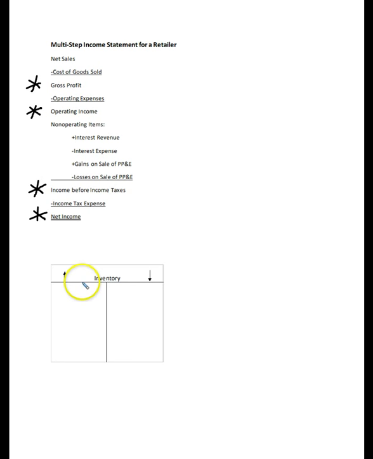The next thing I want to focus on is the merchandise inventory account, which is an asset, goes up with debits, down with credits. Well, it's going to go up when we buy goods. So basically it's going to go up for purchases of merchandise. So whatever that merchandise cost, we're going to put that into the inventory account.